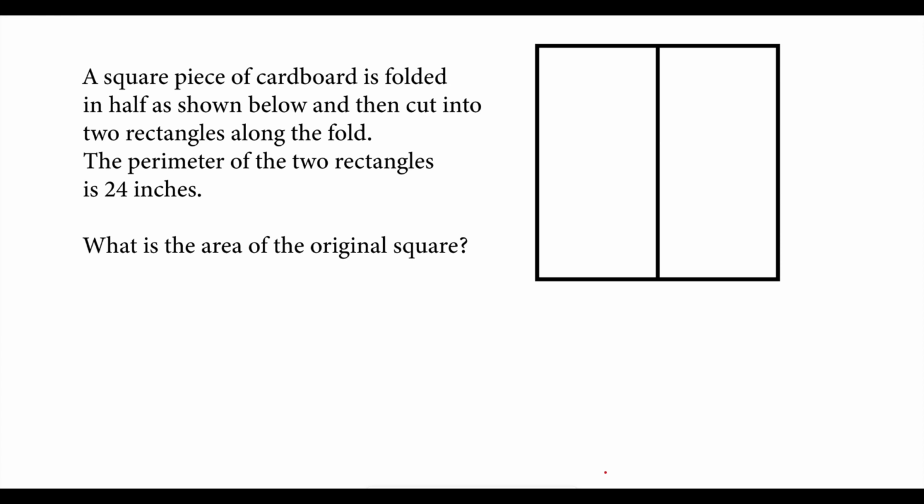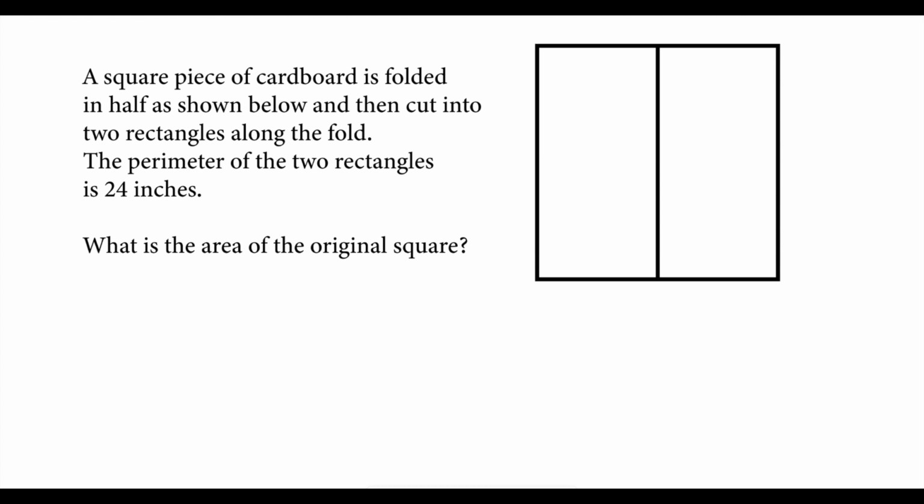In this video, we will solve this geometry problem. Let's read the question. A square piece of cardboard is folded in half as shown, and then cut into two rectangles along the fold. The perimeter of the two rectangles is 24 inches. What is the area of the original square?